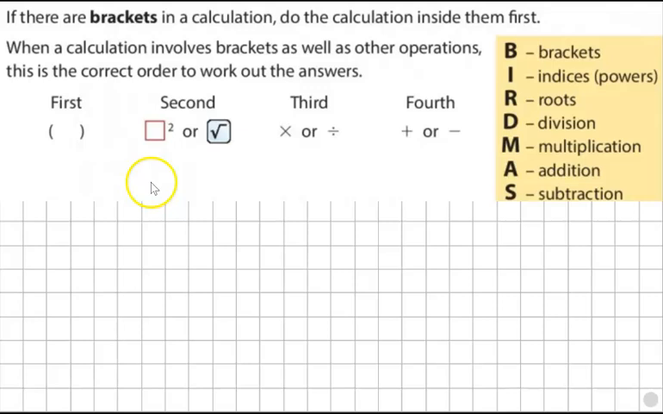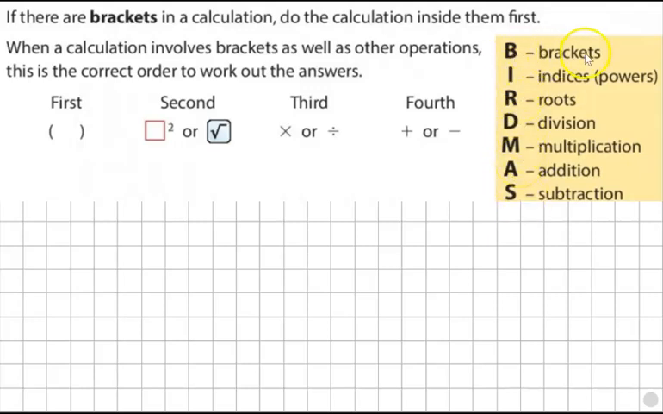And a handy way to remember that is the word BIRDMAS. So BIRDMAS stands for brackets, indices, roots, division, multiplication, addition, subtraction. So if you learn off the word BIRDMAS, then you can't go wrong with these questions.